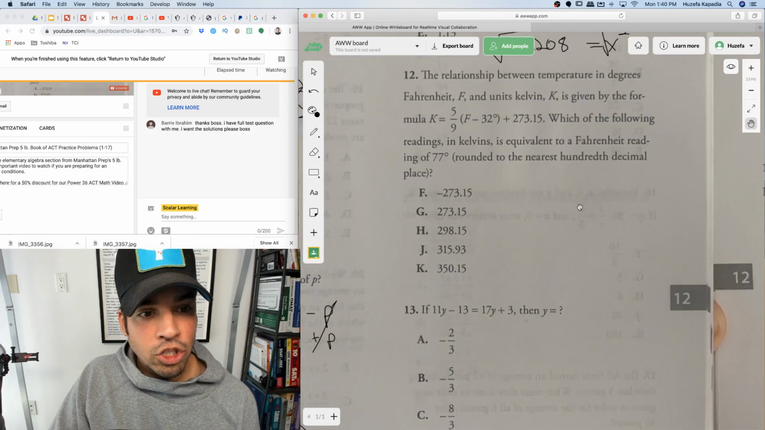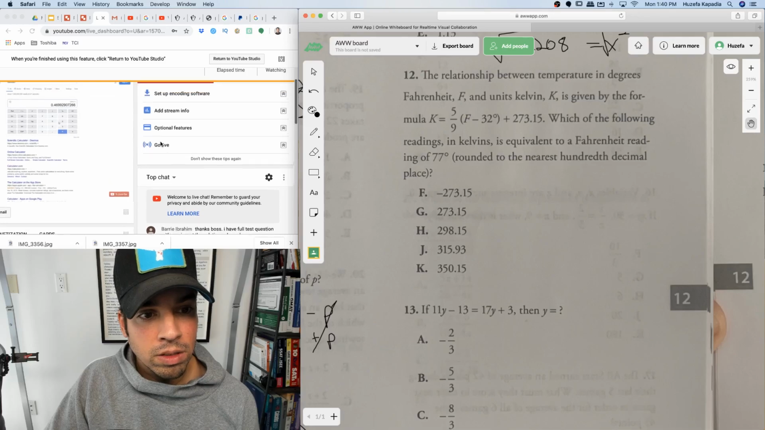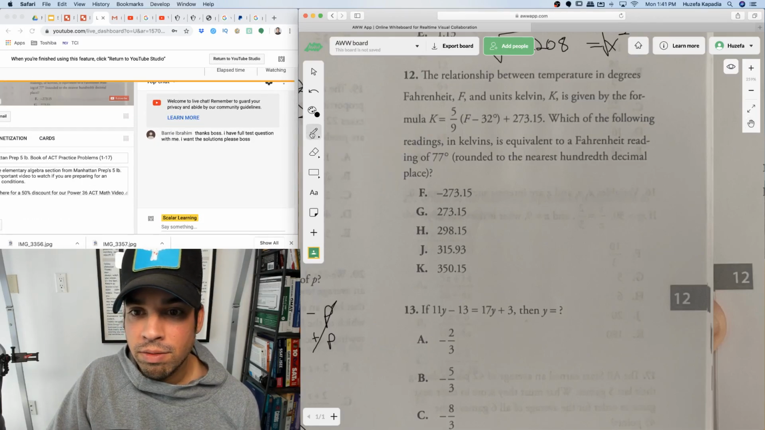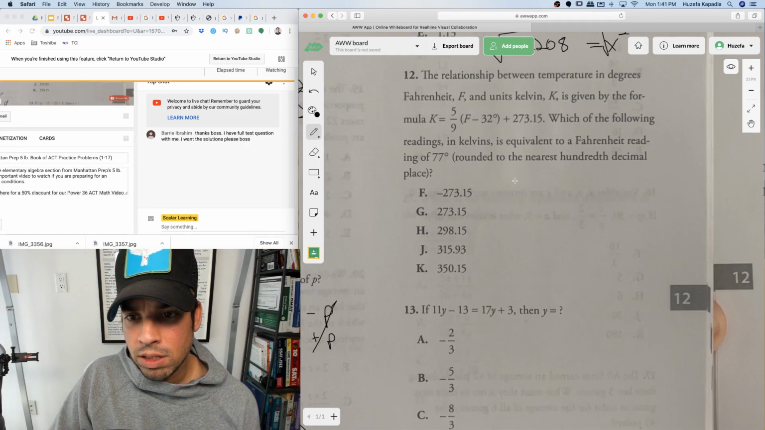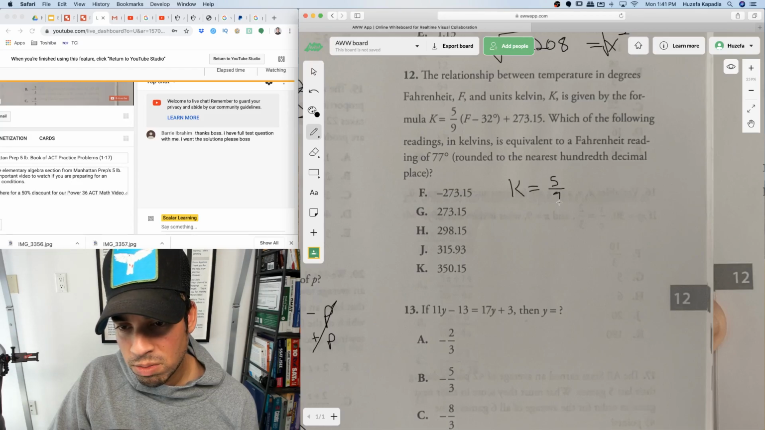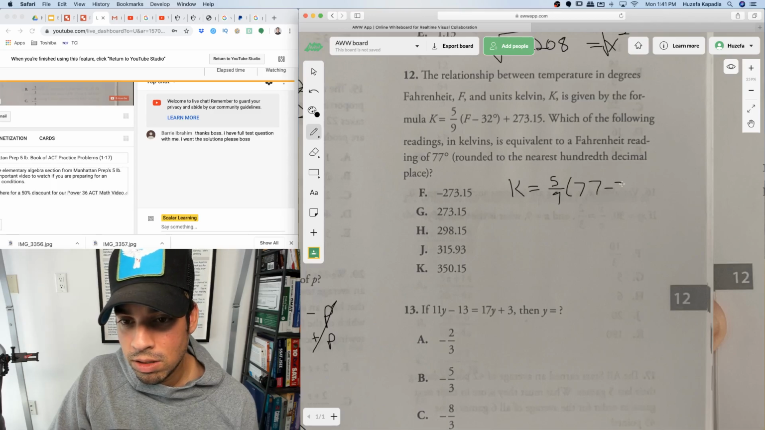Next, the relationship between temperature in degrees Fahrenheit, F, and units Kelvin is given by this. Which of the following readings in Kelvin is equivalent to a Fahrenheit reading of 77? Aka plug in 77 for Fahrenheit. That's all they're saying. These equations I often tell people it's a great thing when you see one because usually it's just some sort of plugging. So it's not going to be too difficult. Just have to do some arithmetic carefully, and you got a calculator, so it's not a big deal.